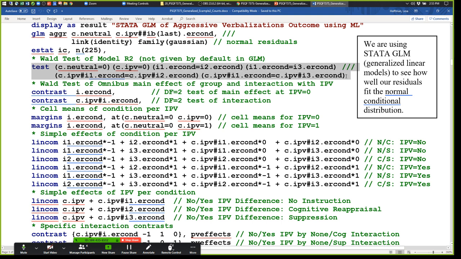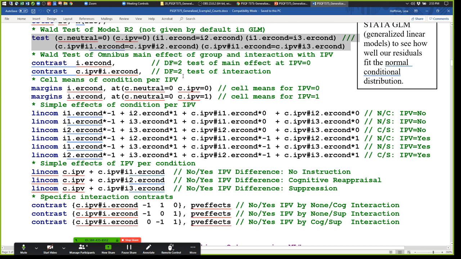Unlike some of the other routines in Stata, you do not get a Wald test for the significance of your model by default. You have to ask for it. So this is how I asked for it. I am listing out all of the slopes in the model and setting each to be zero, and then asking for test as a joint test of whether all of these things are zero simultaneously. So this is the analog of the F test for your R square in a regression, except that it's chi square instead of F because there's no denominator degrees of freedom.